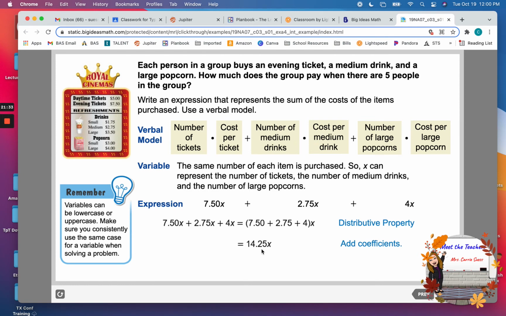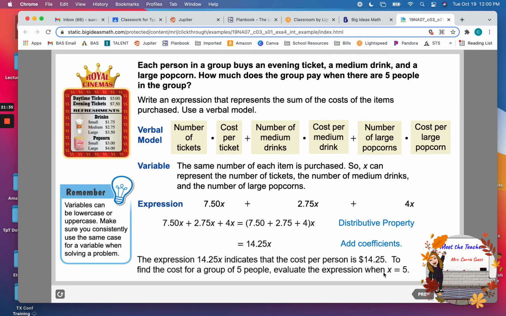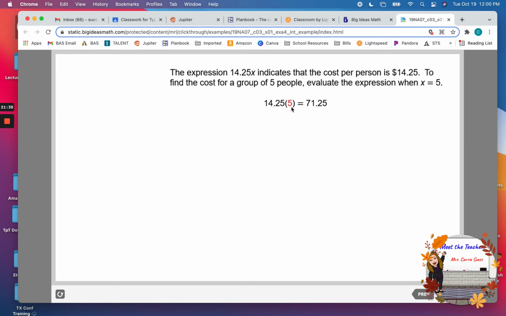Now, how many people are there? 5. So we're going to plug that in where X is and say $14.25 times 5, which is, Sam? $71.25.